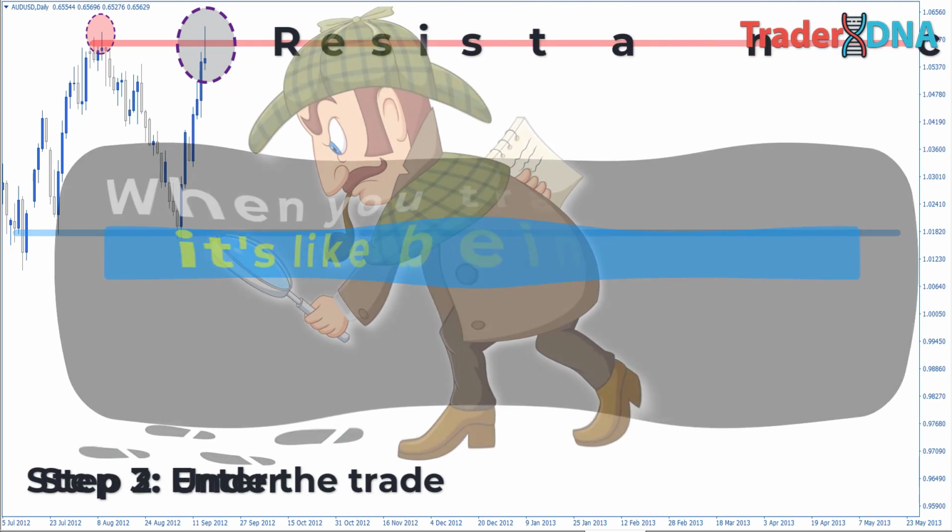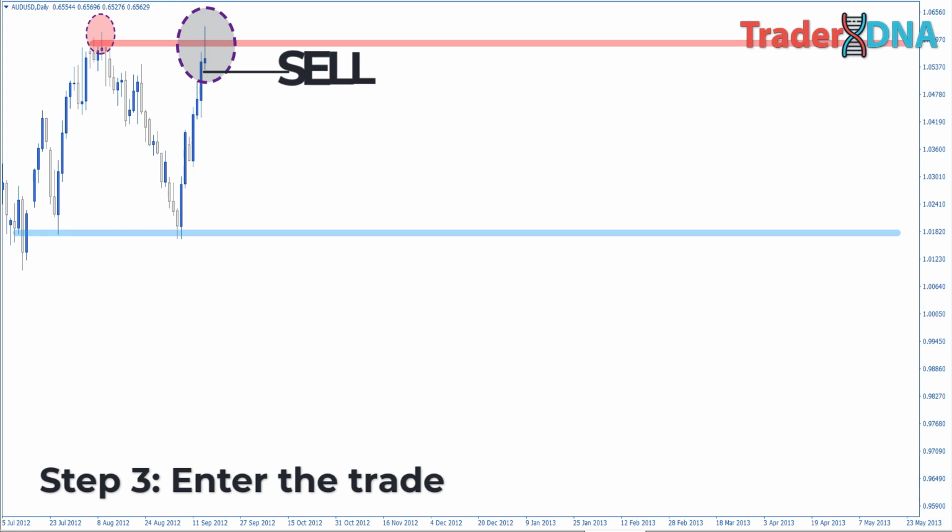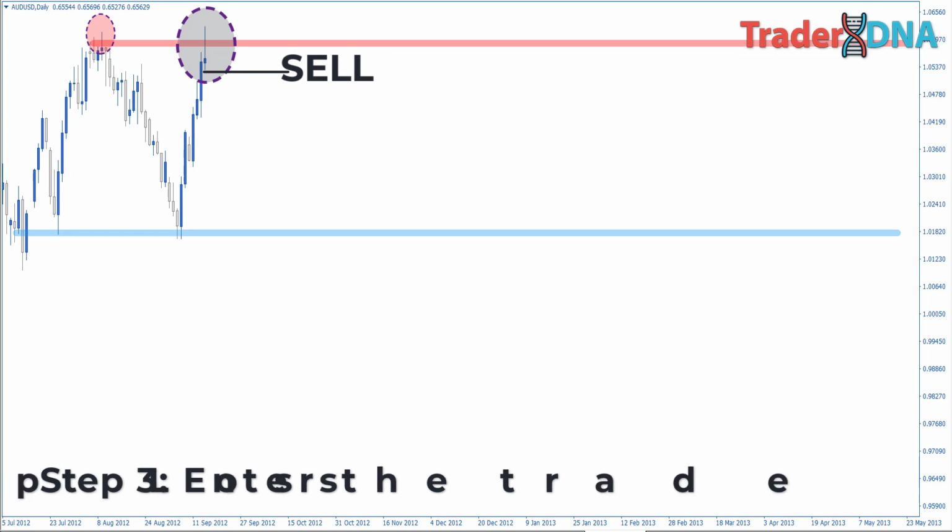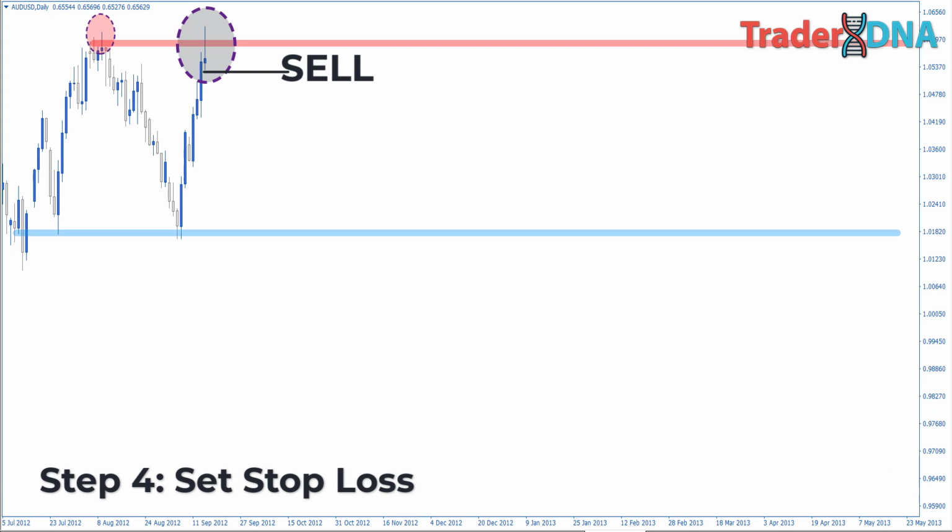Step 3. Enter the trade. Simply enter the trade 2 to 3 pips away from the break of the pin bar's nose. Step 4. Set stop loss. Place a stop loss 3 to 5 pips from the tail. In this case, the tail end will serve as a resistance area. So, if this is breached, the trend might continue upward. That's why you place the stop 3 to 5 pips away from it.